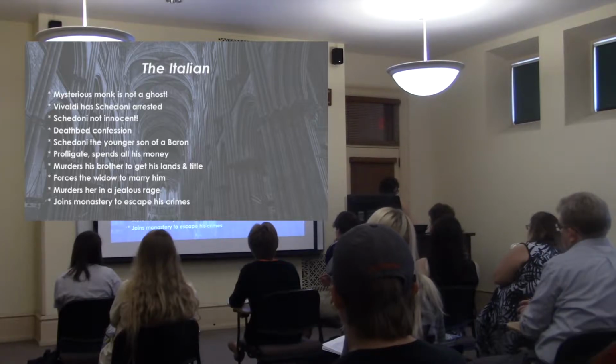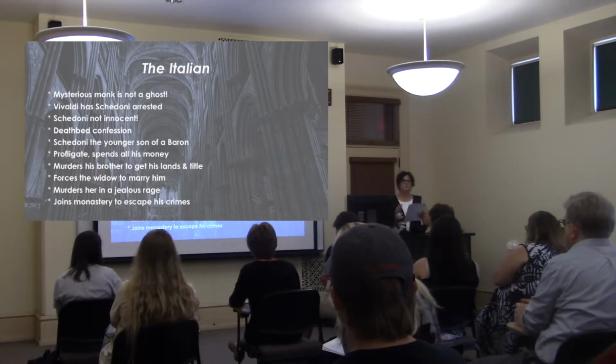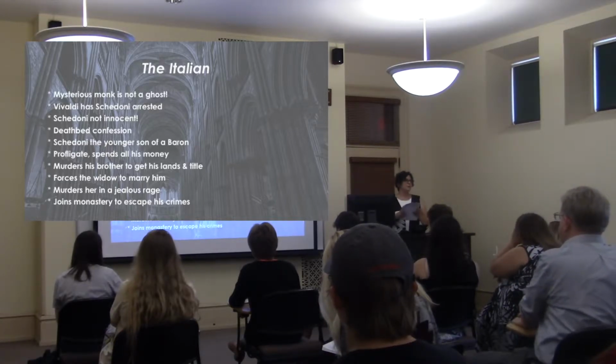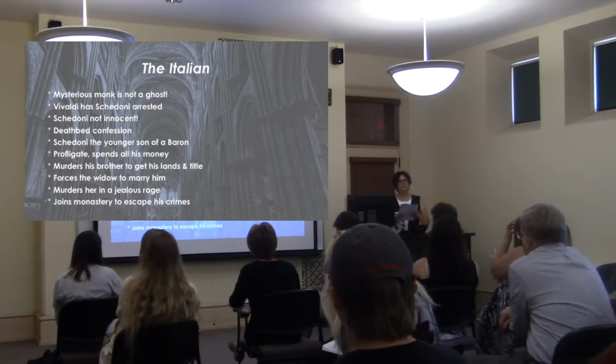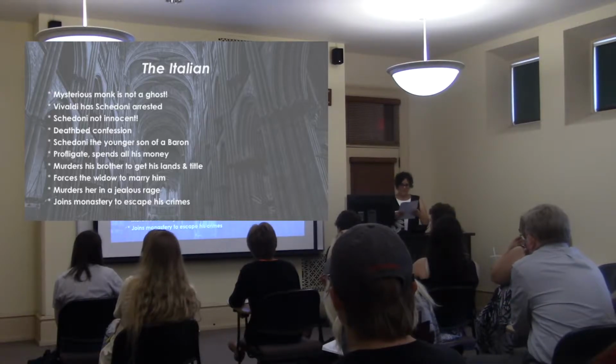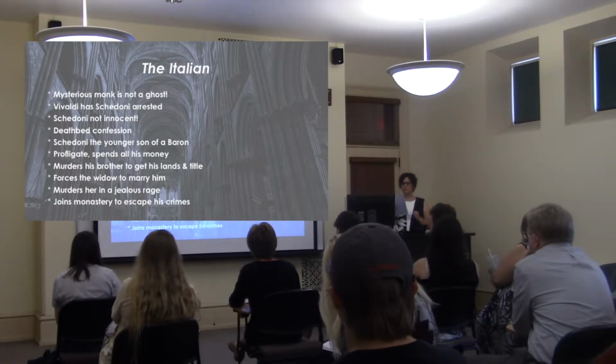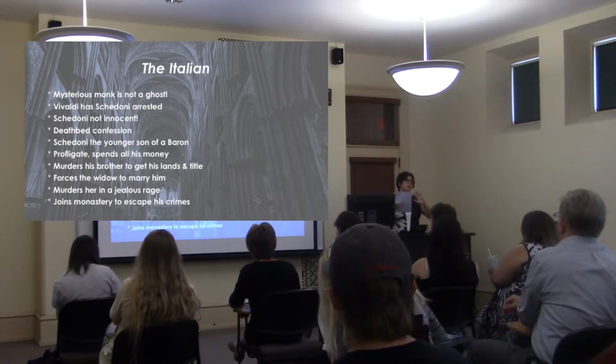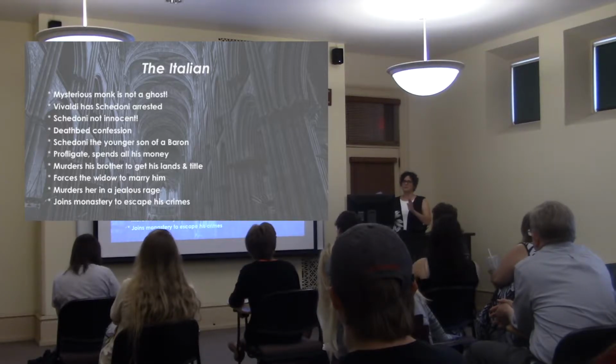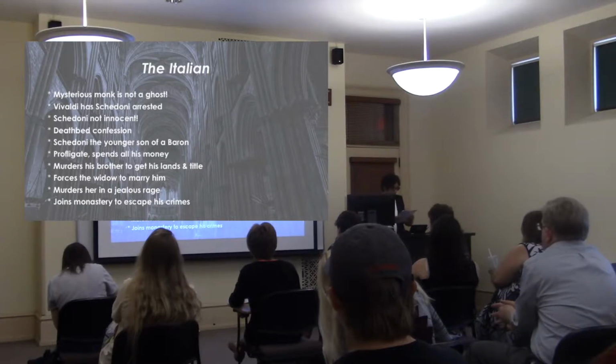It turns out that Schedoni was the profligate younger son of a count who squandered away his inheritance. So naturally, he murdered his older brother to get his lands and titles, and then he forced his brother's widow into marriage. She wasn't too happy about this, so he's jealous of her, and in a jealous rage, he kills his wife, his sister-in-law. Then he joins a monastery to escape his crime. I'm not going to talk about what this novel does with Catholicism. It's a whole different talk.